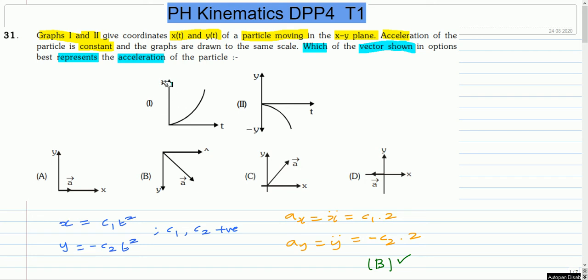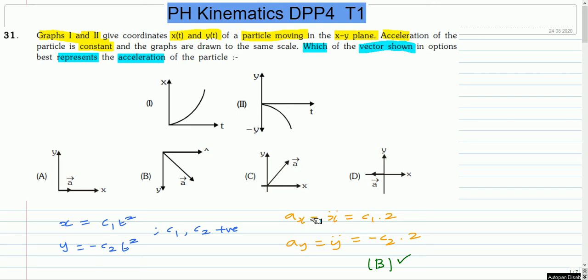So this is x versus t and y versus t. Since the acceleration is constant, the variation of x with time will be of second order. So the equation of this curve is x equals some constant times t square. At time t equal to 0, x is 0 since it's passing through the origin. Similarly, y is minus c2 t square, and c2 is positive and c1 is also positive.